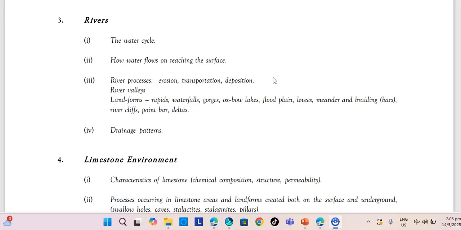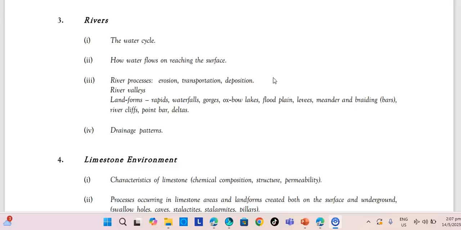Alright, trellis pattern, it's a grid-like or ladder pattern. So the river flows in a main direction with smaller streams joining at right angles, 90 degrees, formed in areas where folded rocks are ridges and valleys. So if you live in the limestone area or you live near any ridges or any valley, you might see a trellis pattern there where the river flows in a main direction with smaller streams joining at right angles, and it looks like a ladder.